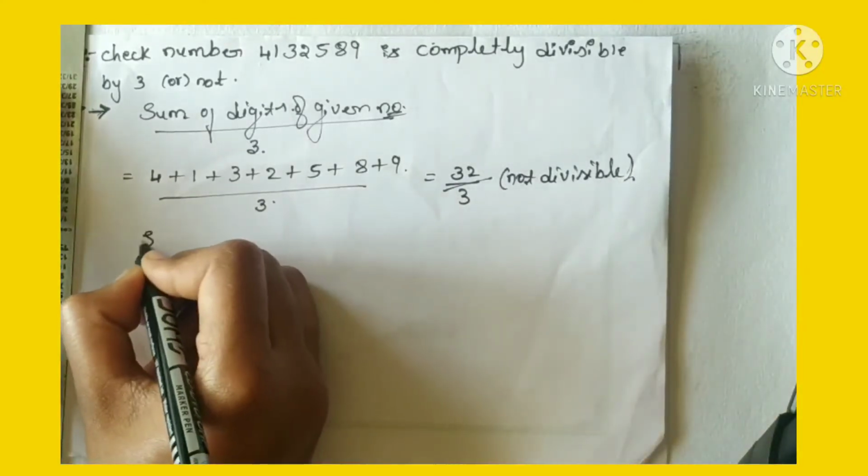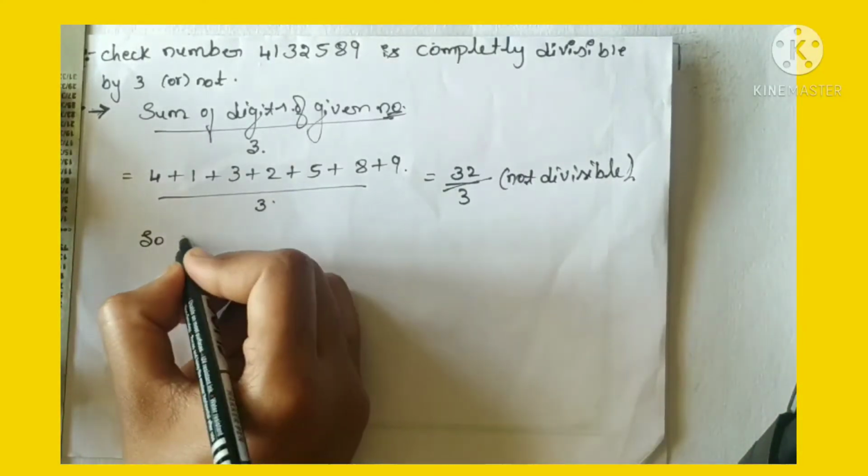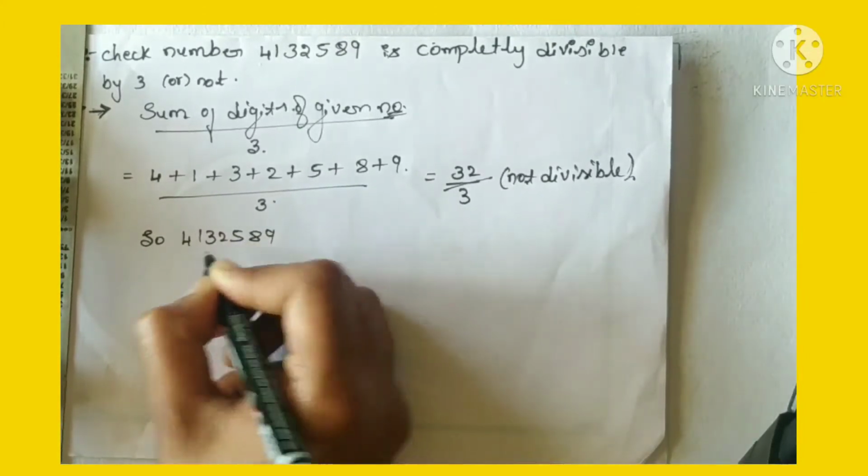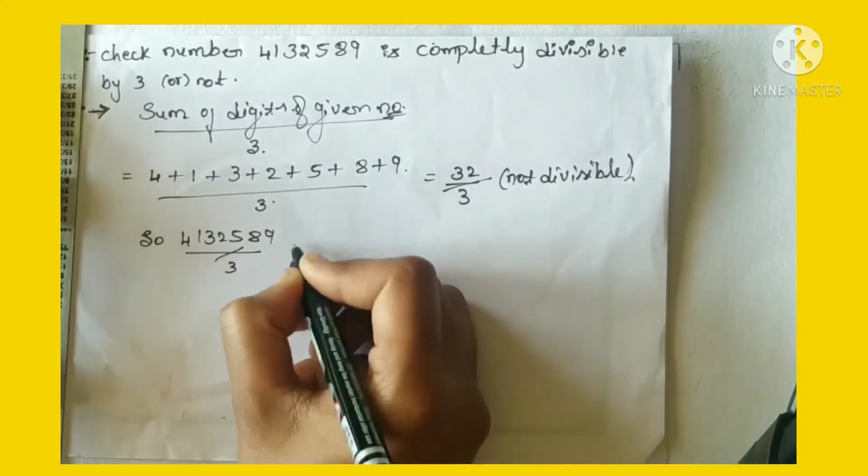So, the given number is also not divisible by 3. Not divisible.